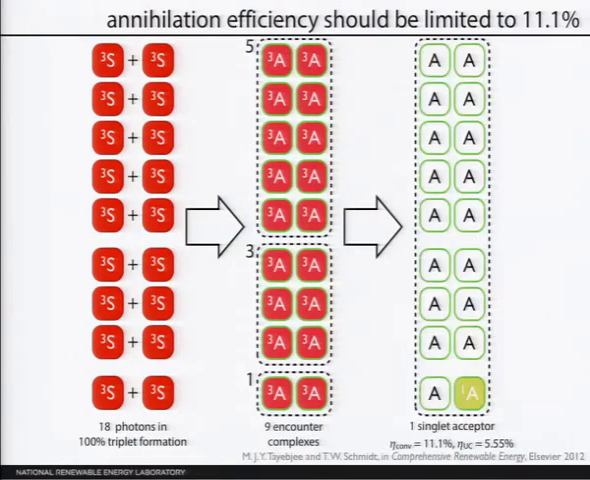And the general convention would be that only that singlet encounter complex can actually give rise to a singlet excited state that would give us a photon. So basically 18 photons in, 1 photon out, that's a photon conversion efficiency of only about 5%. So obviously not very promising if we want to use this for solar applications.